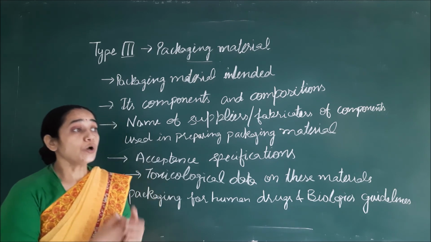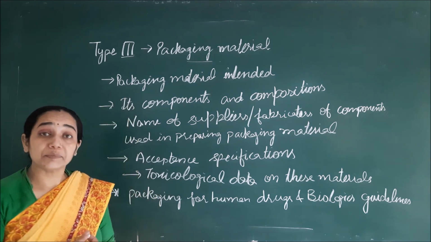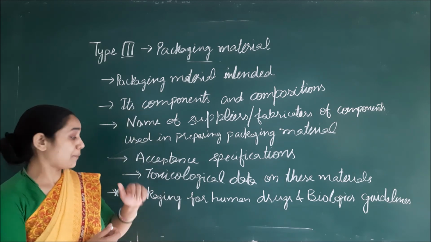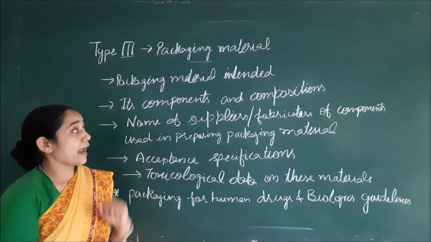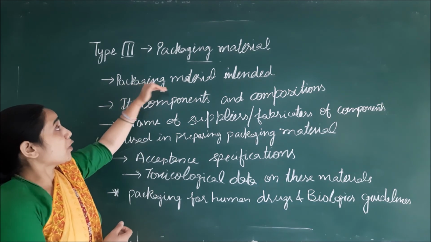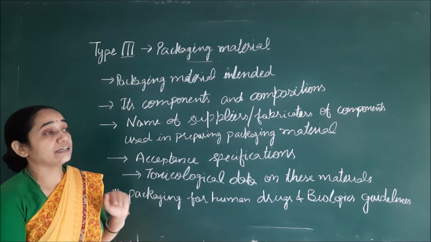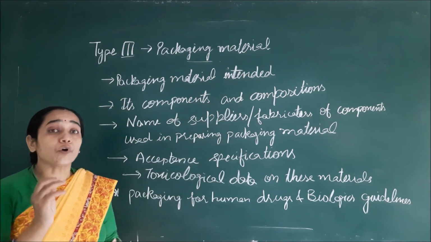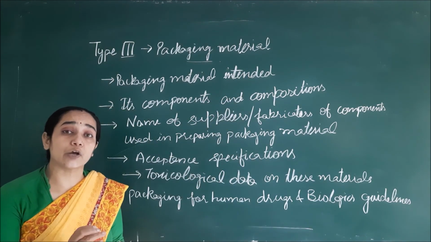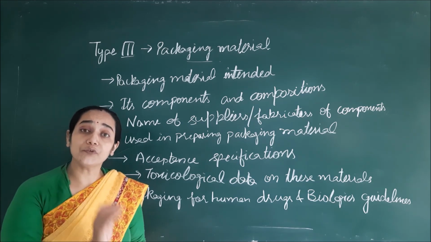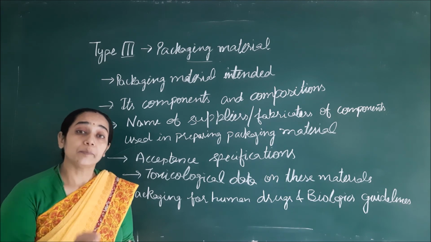So, this type 3 drug master file basically will contain all the information about the packaging material. The first point that will be covered under the packaging materials will be the packaging materials intended. Means what kind of packaging material is required for storing or for packaging of the particular kind of product.